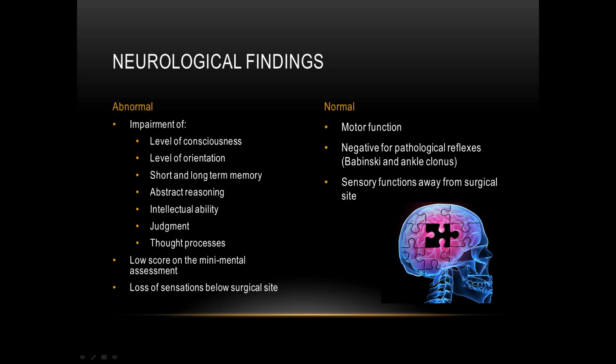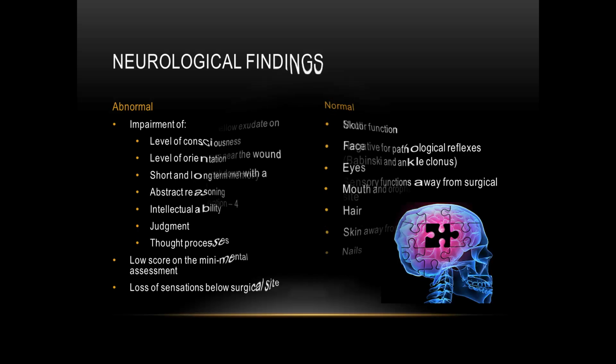Next is her neurological system, which is important to assess because of her history of dementia and Alzheimer's disease. We would see an impairment of her level of consciousness because of her pain medication, and we would also see an impairment of many other cognitive functions and a low score on the mini mental assessment because of her Alzheimer's. One thing we would pay special attention to is any numbness or tingling around or below the surgical site, as this may be an indicator of a deep vein thrombosis, which are common after orthopedic surgeries.